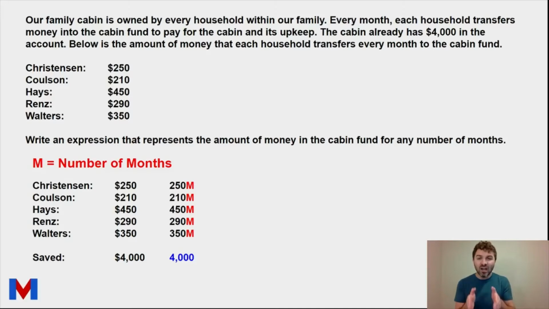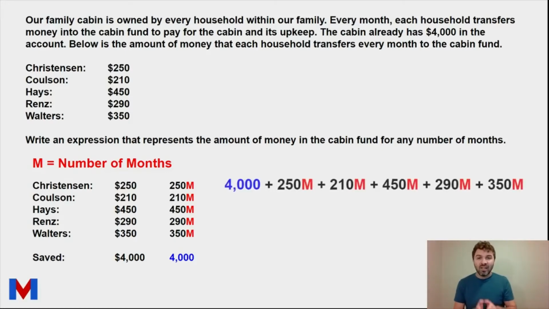However, the $4,000 is not every month. That's already happened. That does not get the m. That's just a constant value of $4,000 that's already in there. So now we'll write this out as an expression. Like from a month from now, or 2 months from now, or 3 months from now, how much money is going to be in there? Well, it starts off with $4,000, and then every month, this is what gets added to the fund.